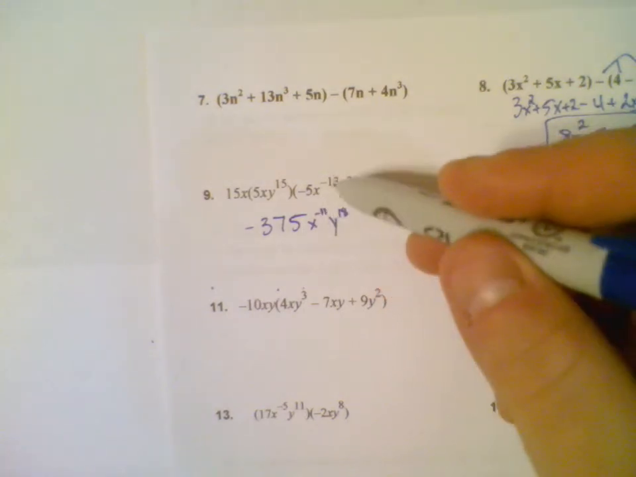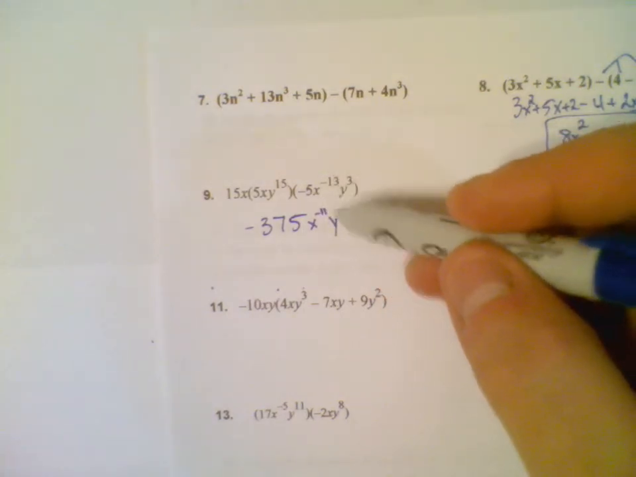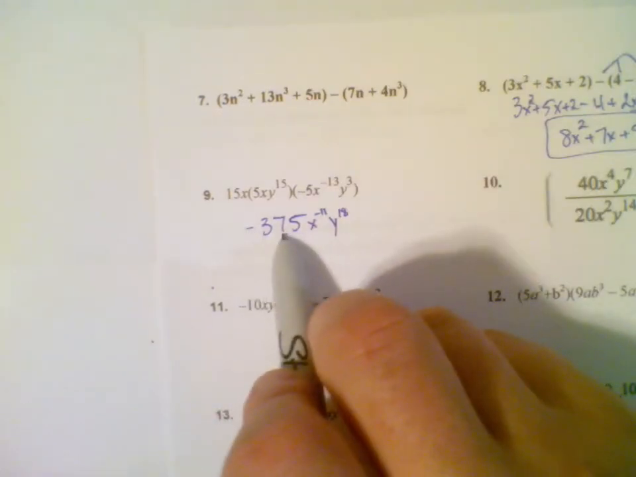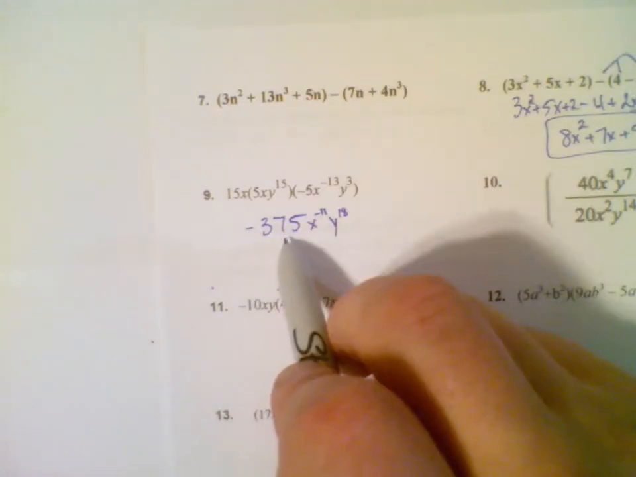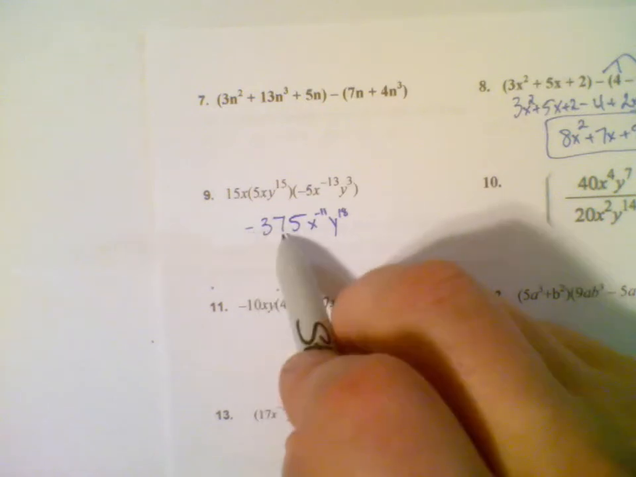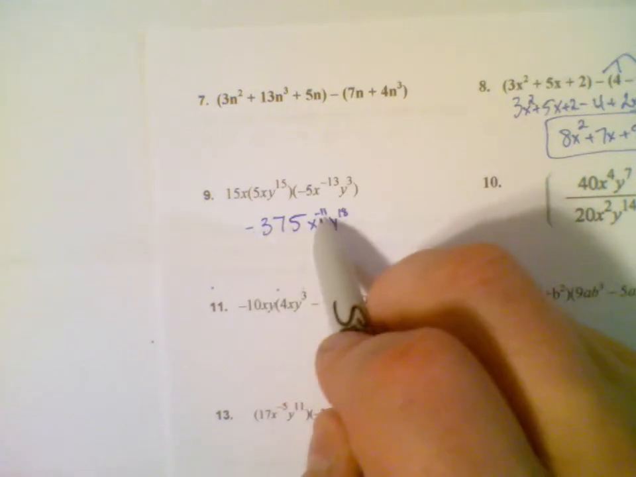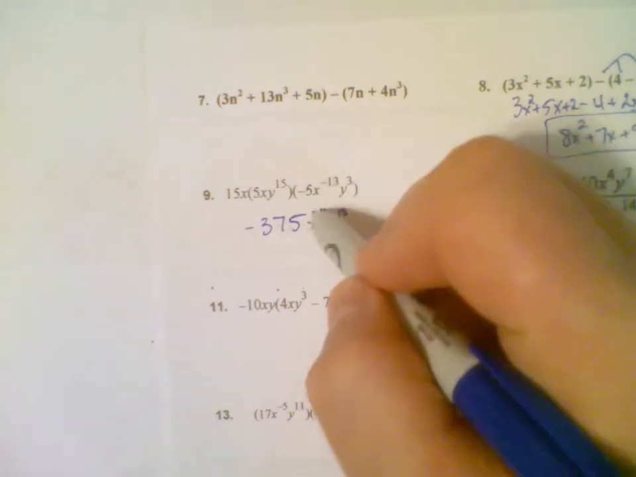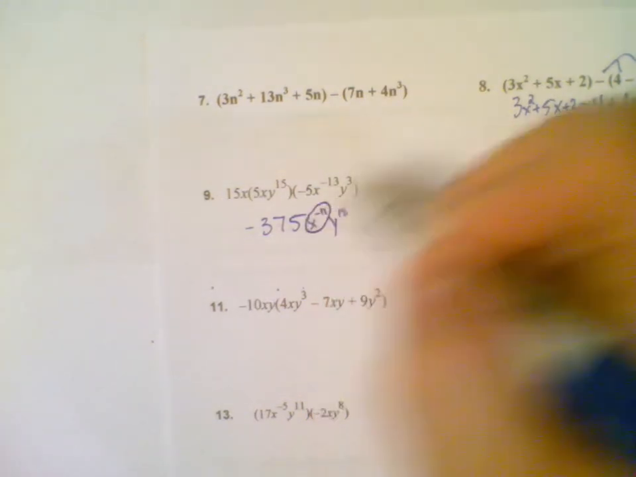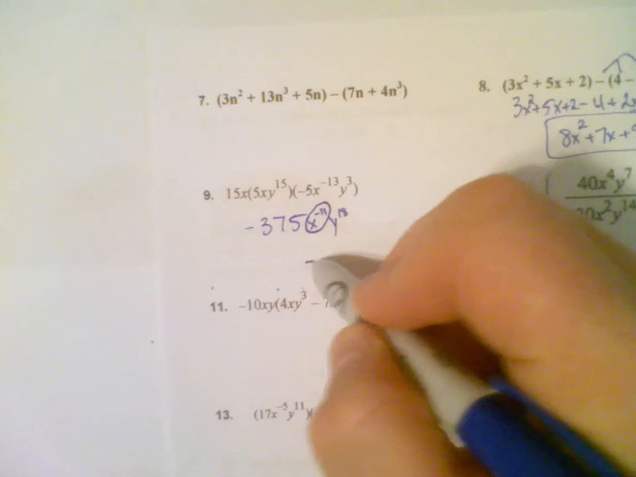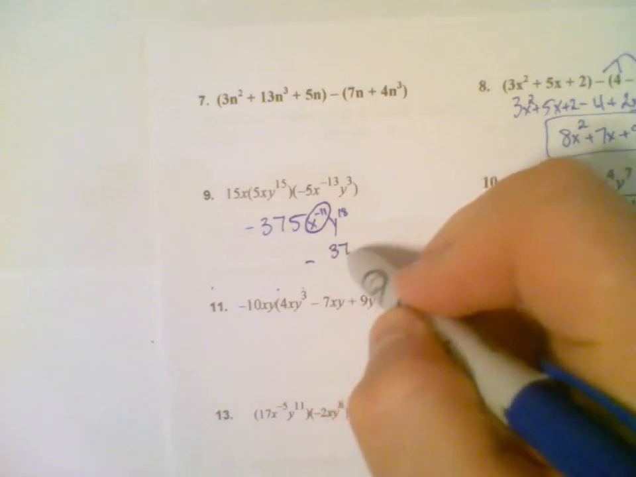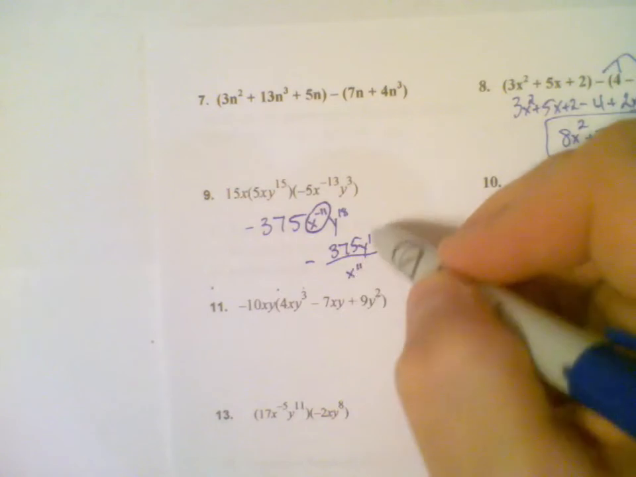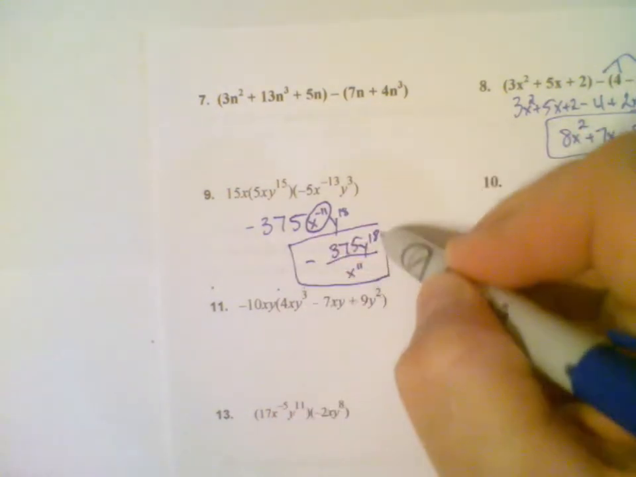Alright, so remember, properties of exponents here have negatives in the exponents. This negative 375 does not move down to the bottom. There were a few of you guys that were like, hey, there's a negative, this bounces down. It only moves if it's a negative exponent. So this x is the only thing that's going to go down because it has a negative 11 exponent. So we'd have negative 375 y to the 18th over x to the 11th. That is your answer. Okay?